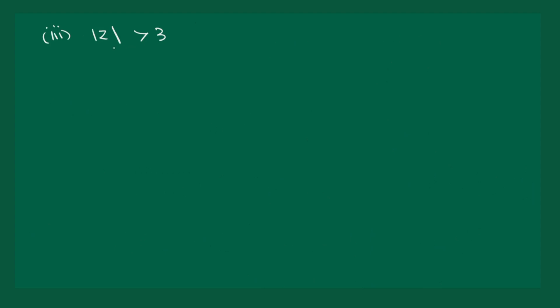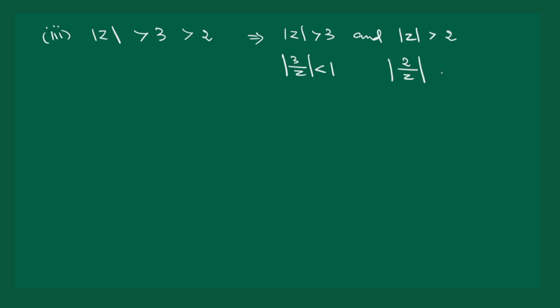Now the third region is modulus of z greater than 3. Because of this, 3 is also greater than 2. Clear? So from this, modulus of z greater than 3 and modulus of z greater than 2 we can write. So anyway we have to bring it to less than 1. So this becomes 3 by z less than 1, because we divide by z. And here again 2 by z will be less than 1. So in both the terms we have to take z common.